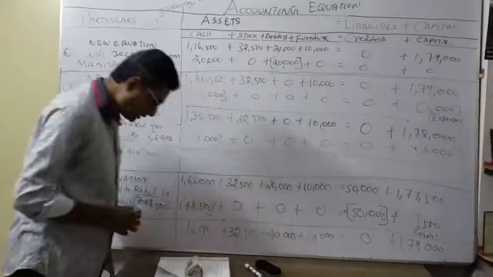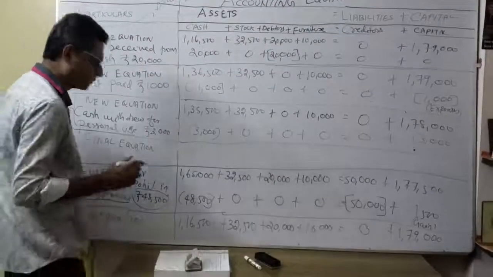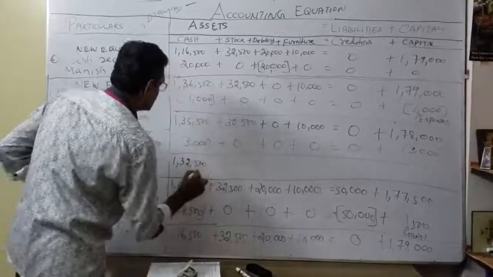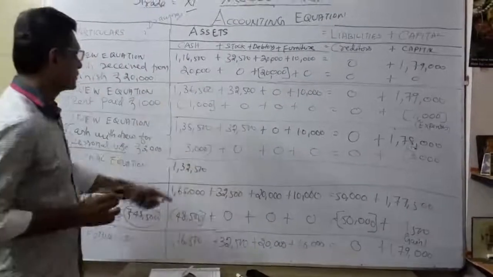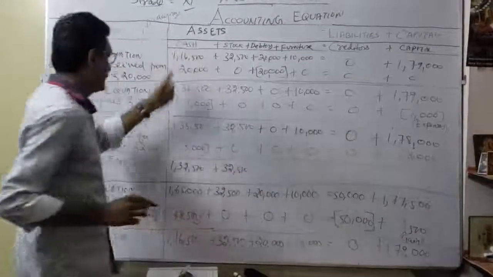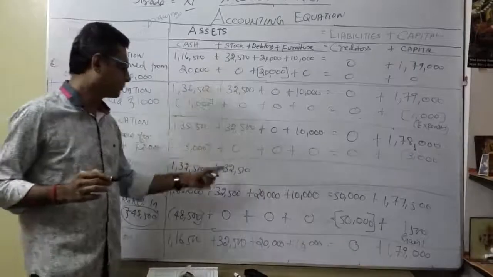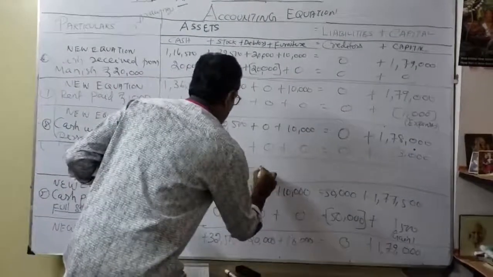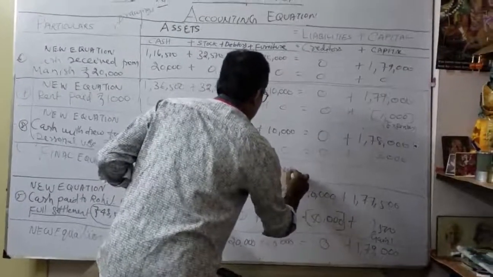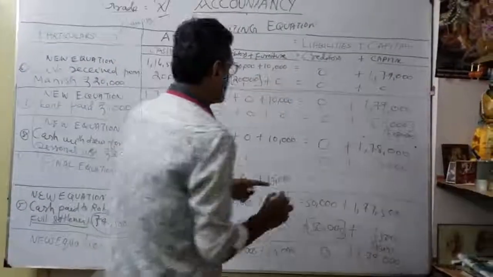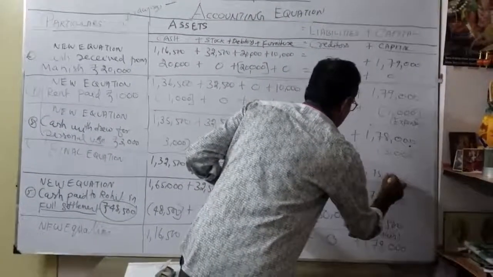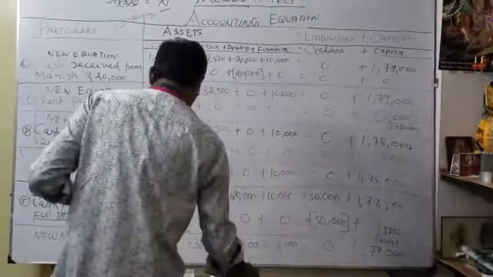It's simple. Whatever your 1,35,500 was becomes 1,32,500. So my cash now is how much? 1,32,500. My stock is 32,500. There are no debtors, plus only the furniture available, 10,000. It is equal to my creditors also 0. Finally my capital becomes 1,75,000. That's your final equation.